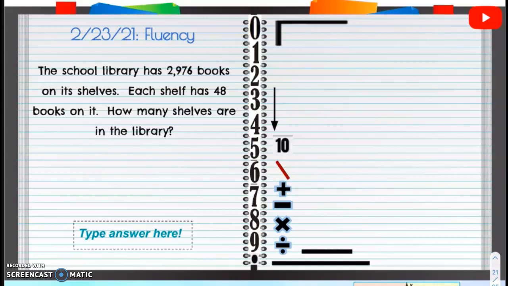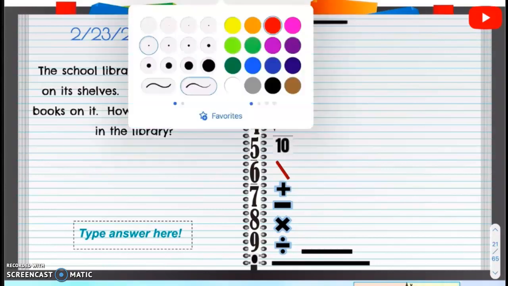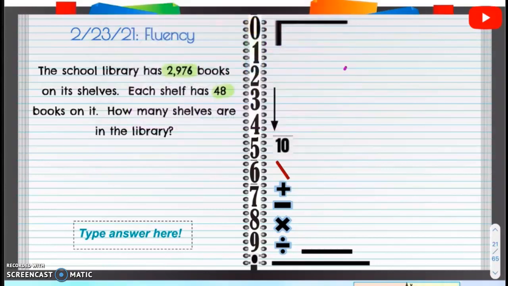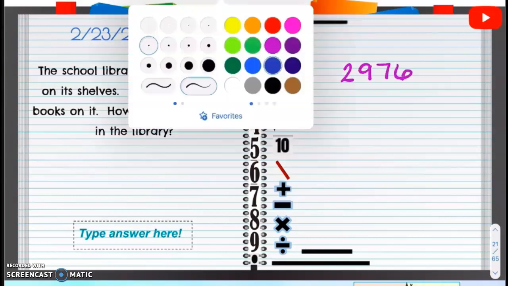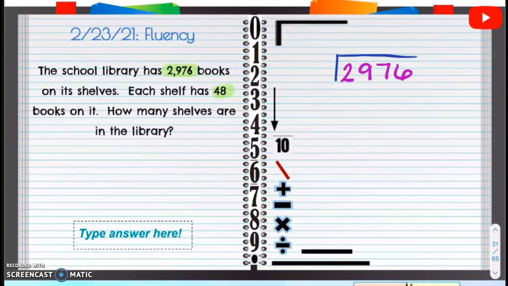Well, if it's saying that each shelf has 48 books on it, let's divide. So let's divide 2,976 divided by 48. All right, let's see. 2,976 divided by 48. All right, can 48 go into 2?